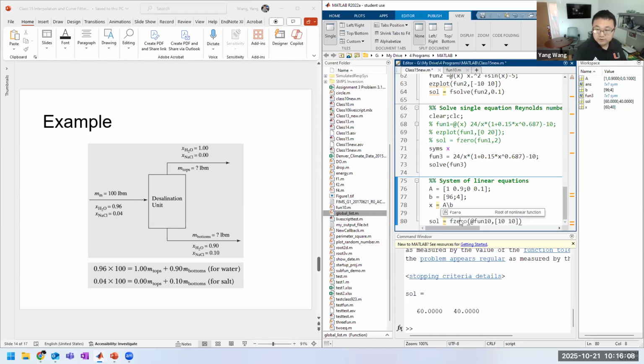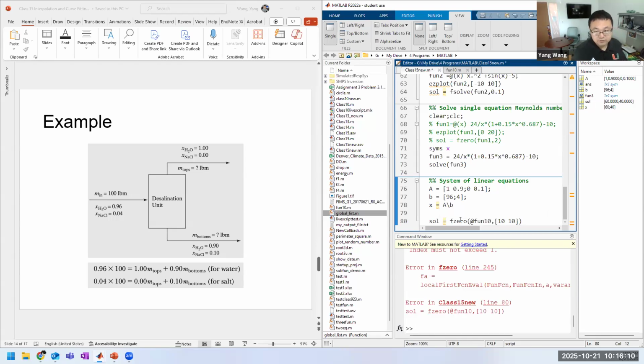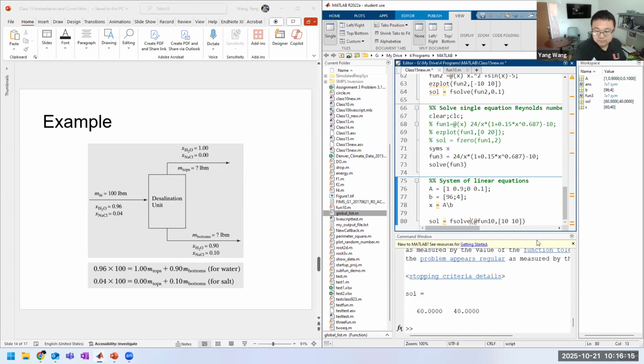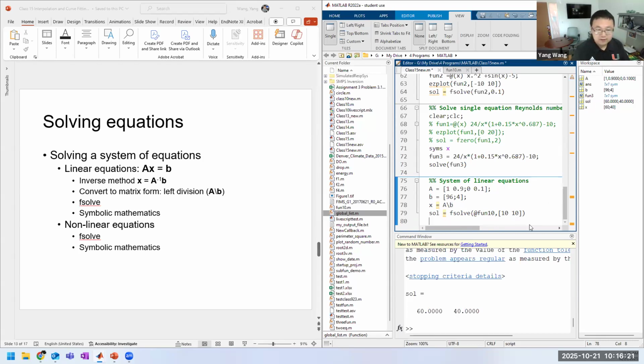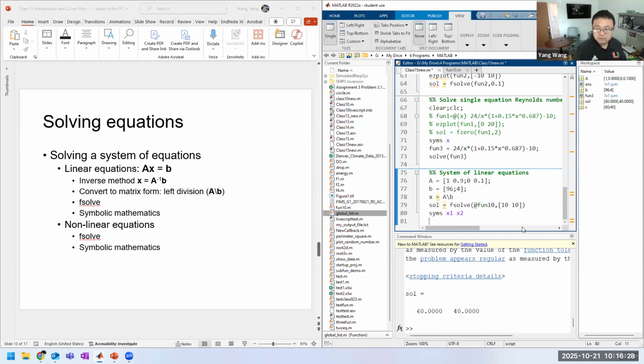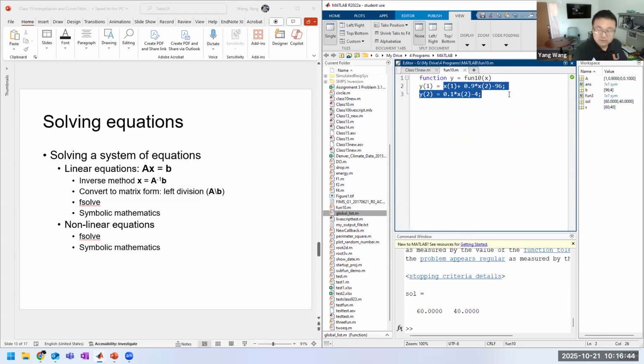I think we could also use the f0. Let's see. No, f0 only takes a single parameter, right? Only a single unknown. So then fsolve can basically give you the right answer. You could also do symbolic mathematics, right? So syms x1, x2, right? So function 1, I think we have defined so many function 1s. Let's do f1. Let's say function 1, right? Let's copy some of the things here so it can save us some effort.